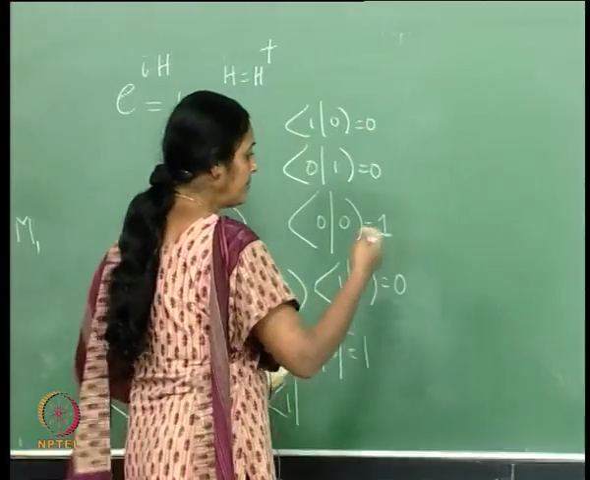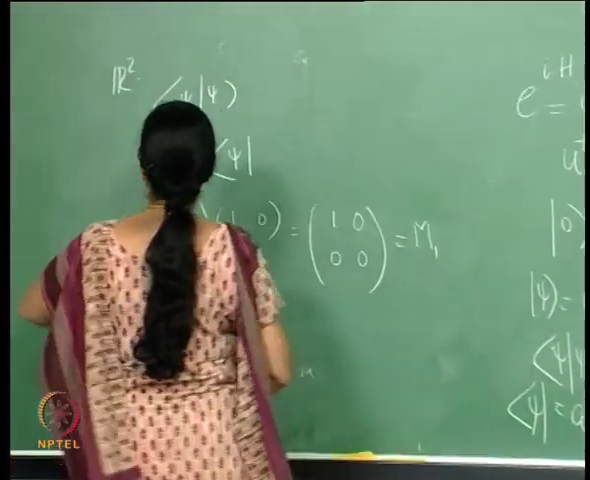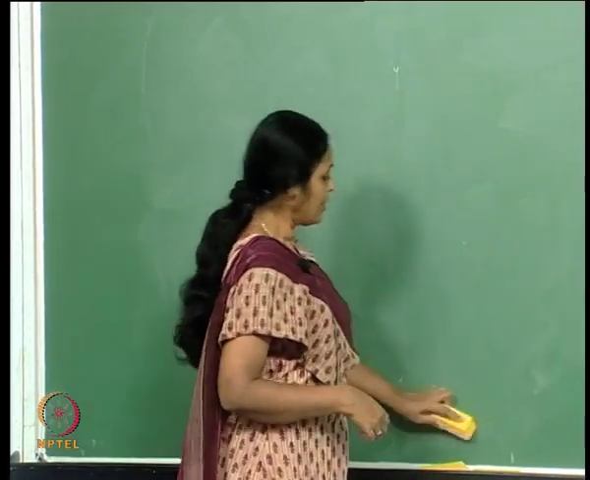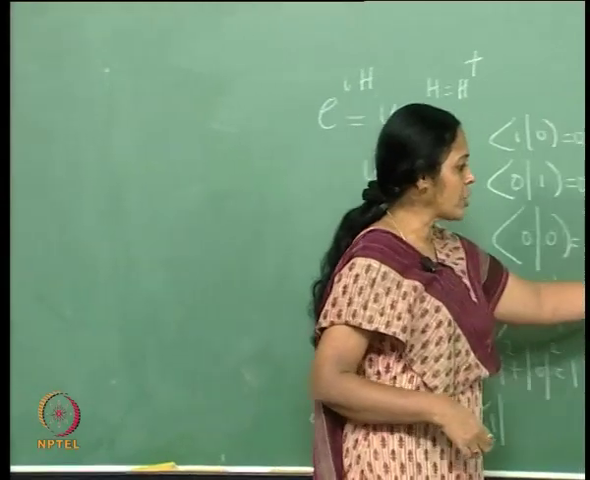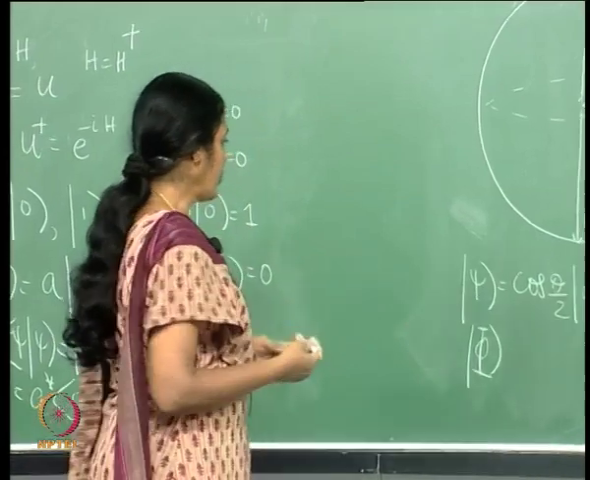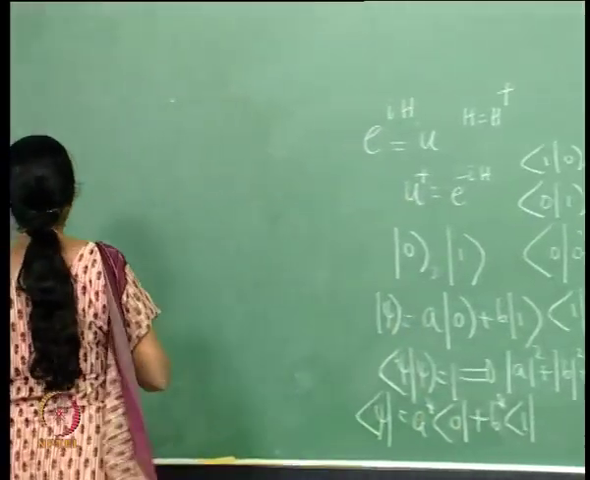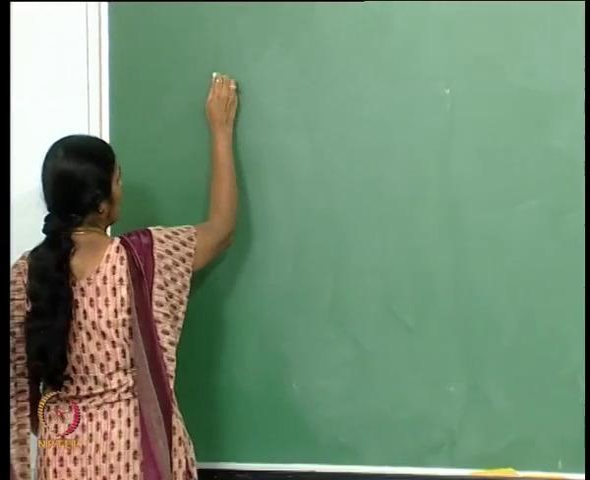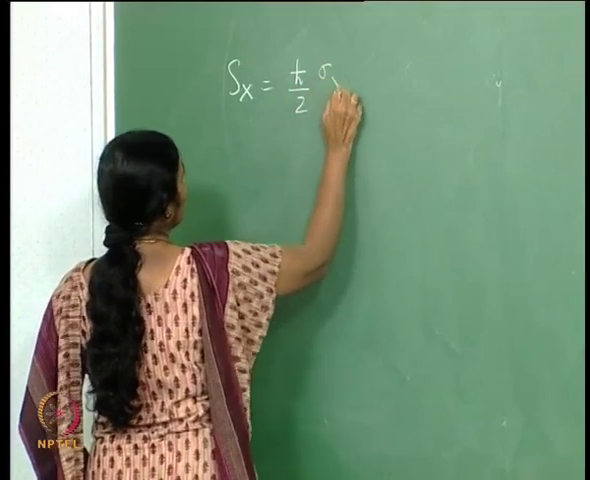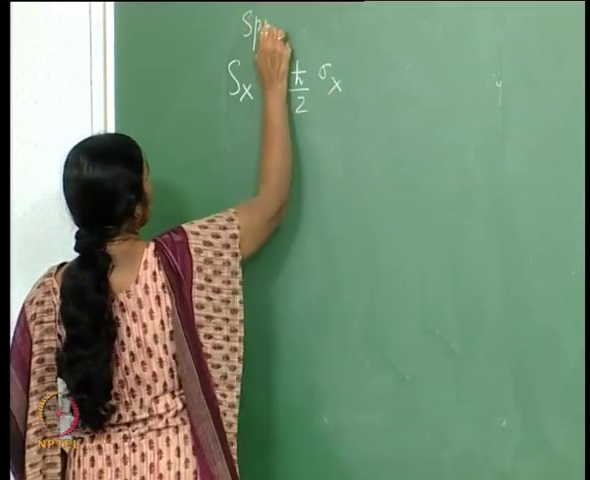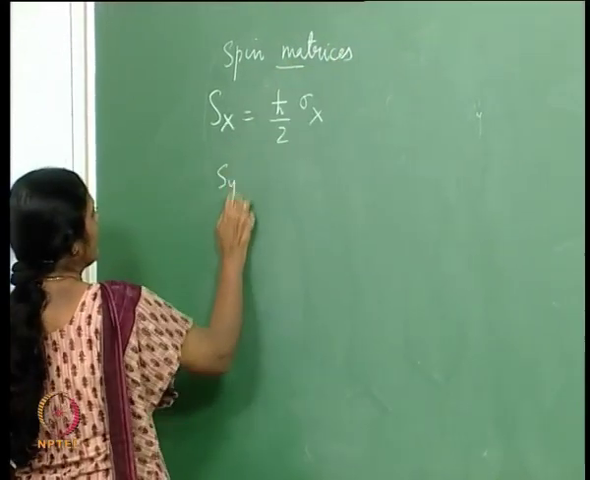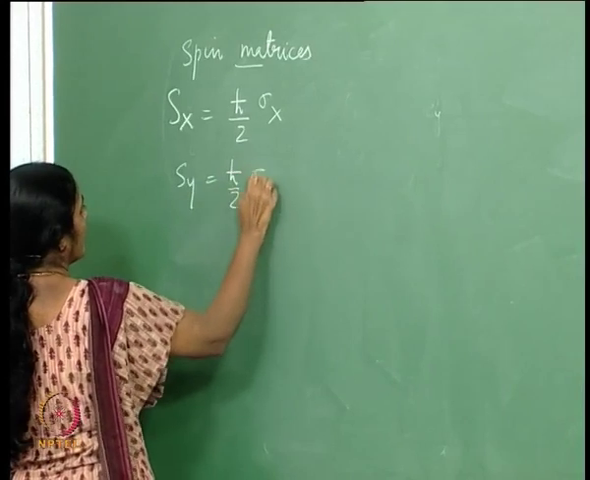Now, the other thing that I want to talk about: the first physical situation that I spoke about was harnessing information by storing it in qubits. The other situation is in the context of angular momentum. I can use the Pauli matrices to define three matrices which I call the spin matrices Sx, Sy and Sz.